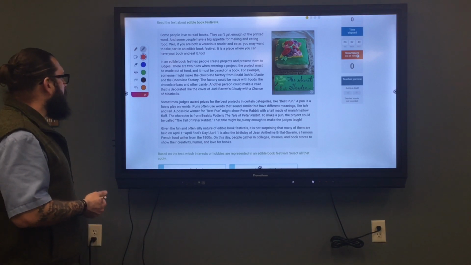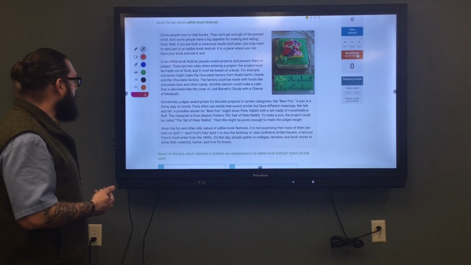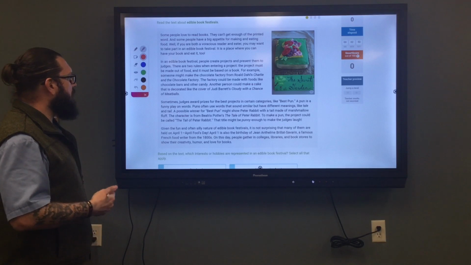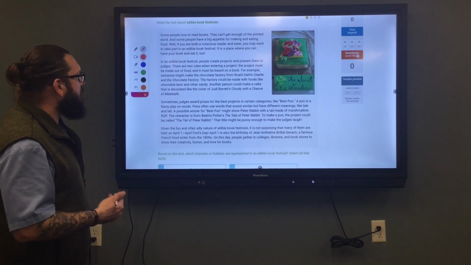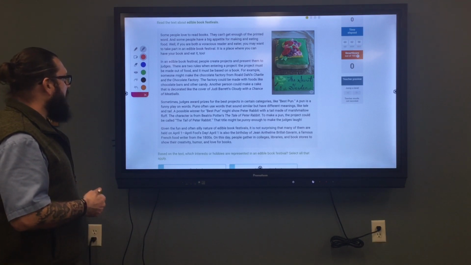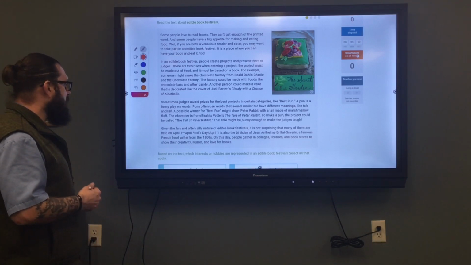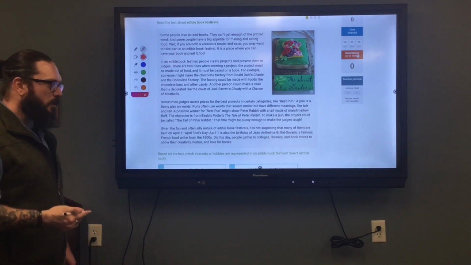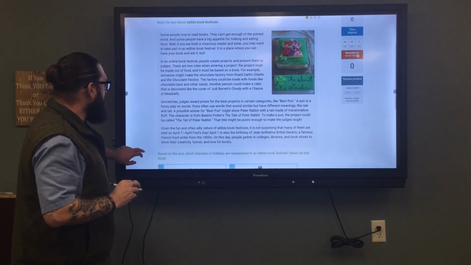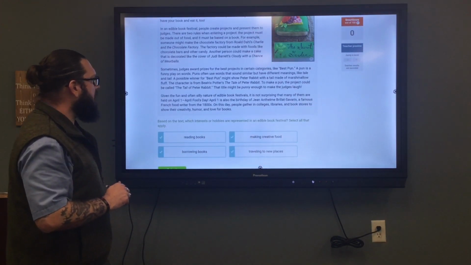Given the fun and often silly nature of edible book festivals, it is not surprising that many of them are held on April 1st, April Fool's Day. April 1st is also the birthday of Jean-Anthelme Brillat-Savarin, a famous French food writer from the 1800s. On this day, people gather in colleges, libraries, and bookstores to show their creativity, humor, and love for books. So based on the text, which interests or hobbies are represented in an edible book festival?